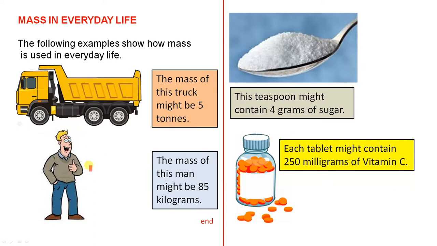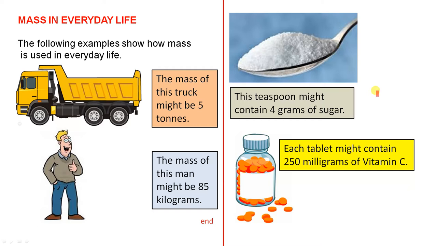Now here is a man, just a typical diagram here representing a man. The mass of this man might be 85 kilograms. So there's an example where we can use the kilogram for the mass of a man. We can use tons for the mass of a truck. They're just two examples.